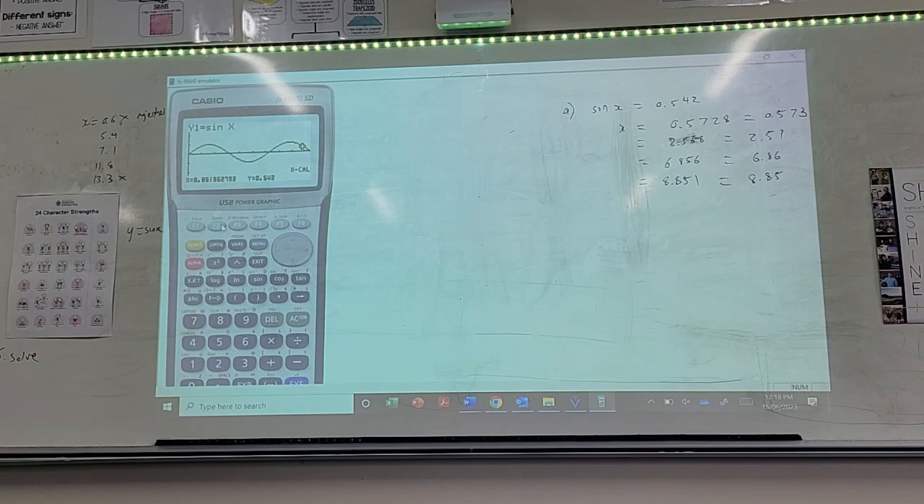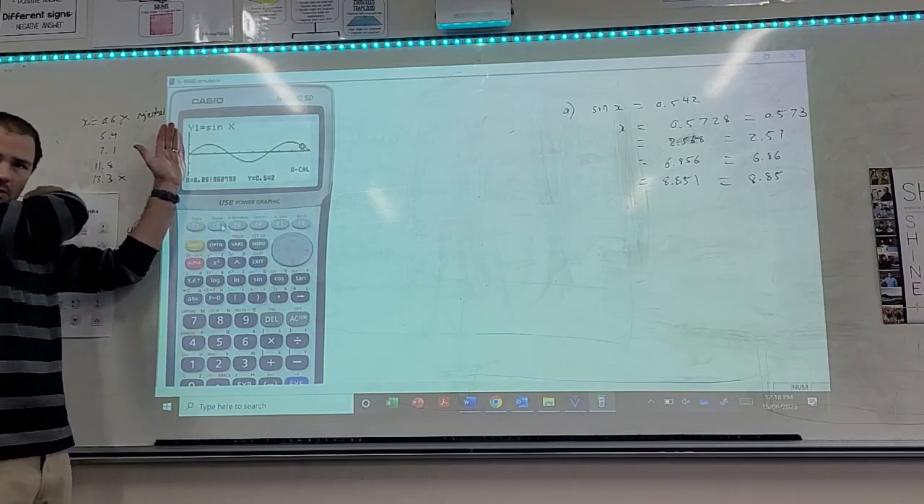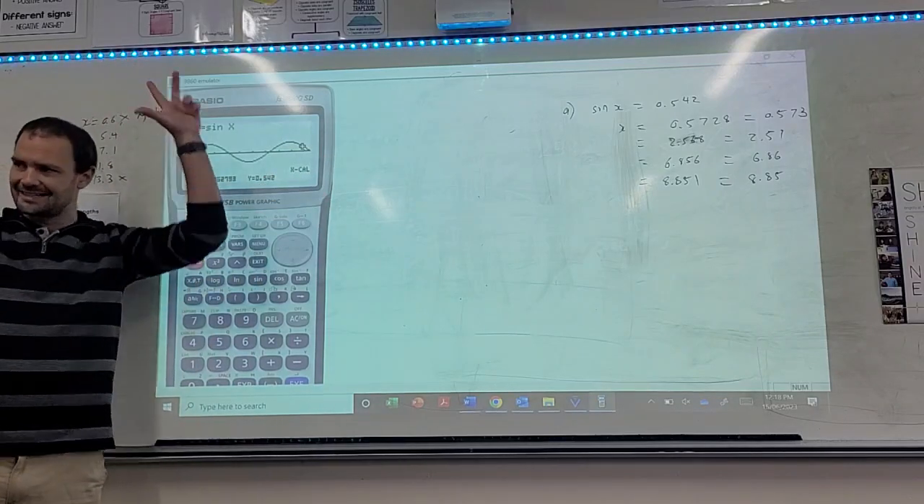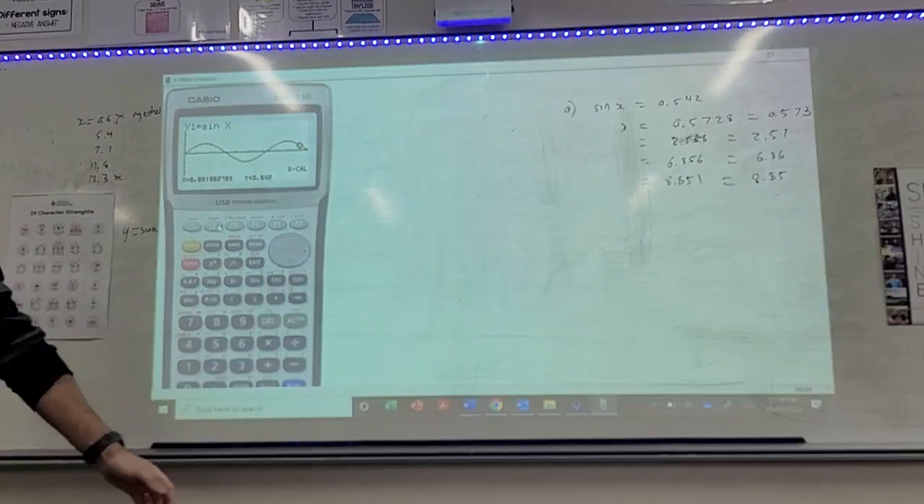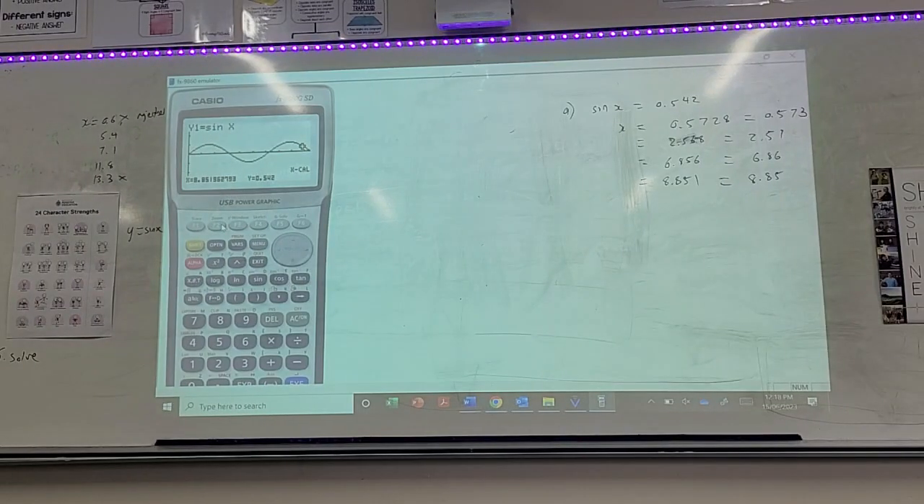Now, we don't need to consider the domain here because we restricted our V window. That means all of the solutions are definitely in the domain because we restricted it right at the start. So that's part A. Let's show you another way of doing it quickly. So you can G-Solve and do an x-calc.